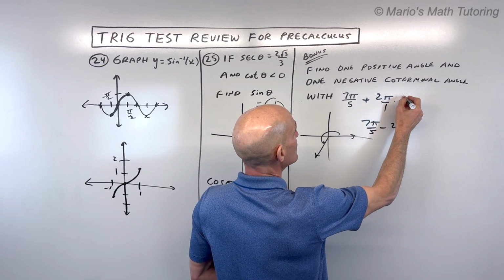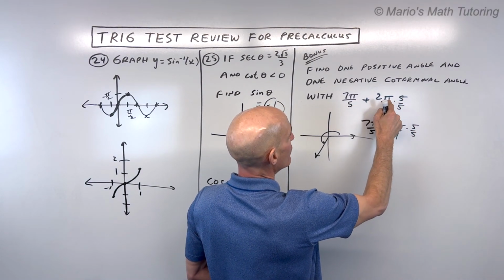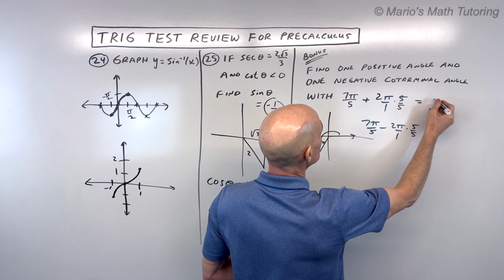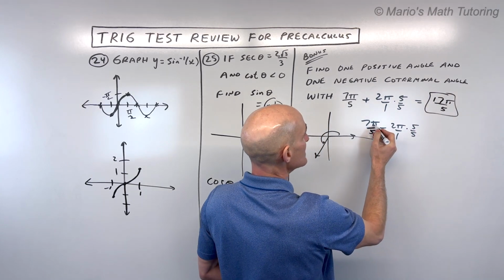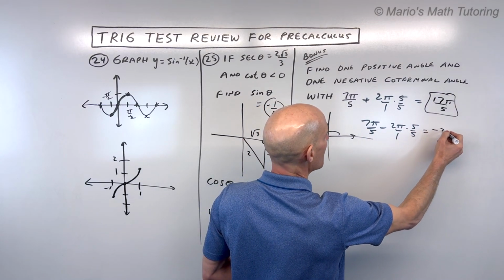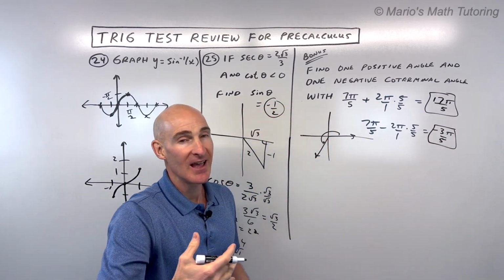So all we're going to do is add 2 pi, or we're going to subtract 2 pi, and we'll have to get common denominators, so let's multiply by 5 over 5. So this gives us 7 pi over 5 plus 10 pi over 5, which is 17 pi over 5. That's one positive coterminal angle. 7 pi over 5 minus 10 pi over 5 is negative 3 pi over 5. That's one negative coterminal angle, and you got it.